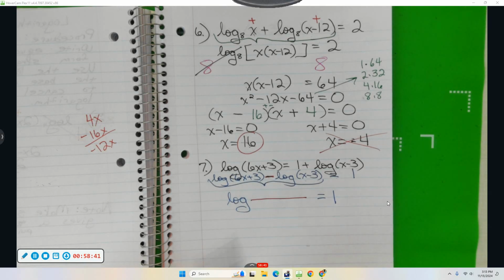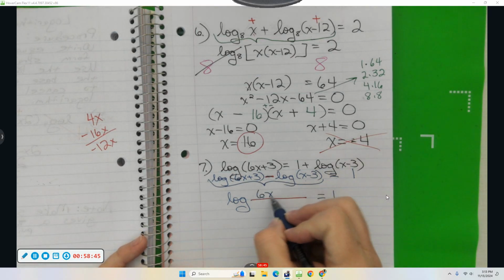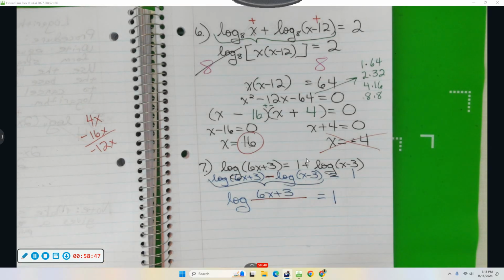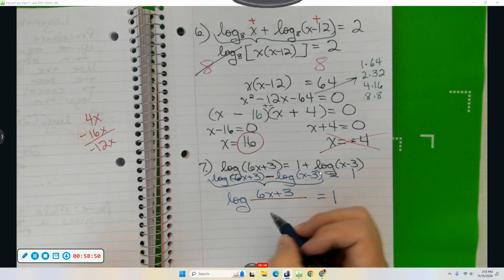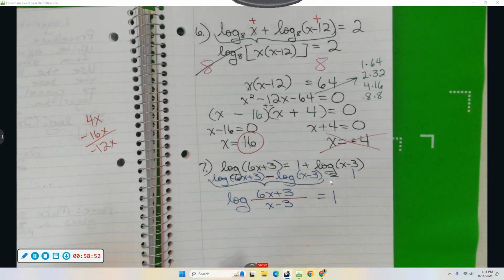What's on top? 6x plus 3. What's on the bottom? x minus 3. I think this is the format we want. We wanted a single logarithm equals a number. That's what we needed. Don't let the fact that there's a fraction here scare you. I think it works out. Yeah, it works out really good. You're right. No factoring at least.